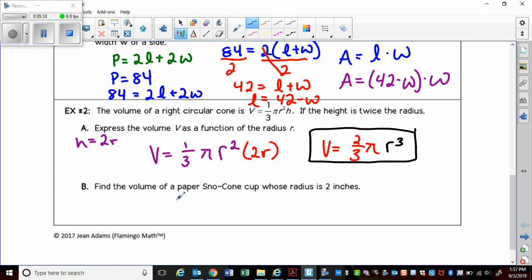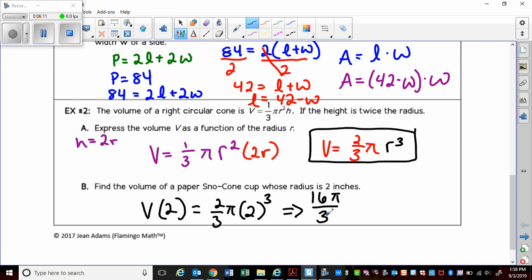Find the volume of a paper snow cone cup whose radius is 2 inches. So if we use this formula, assuming that we still have the height is twice the radius, my volume, when my radius is 2 inches, is still 2 over 3. Pi is not a variable. This is a number, 3.14159, which keeps on going forever. And then my radius, it says, is 2 inches cubed. 2 cubed is 8, times 2 out here is 16. So we have 16 pi over 3.